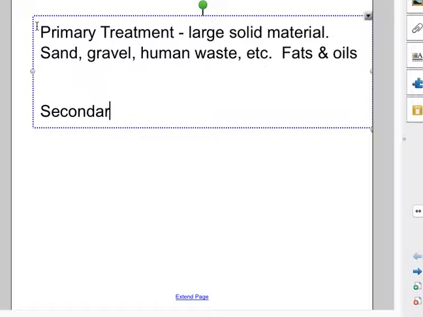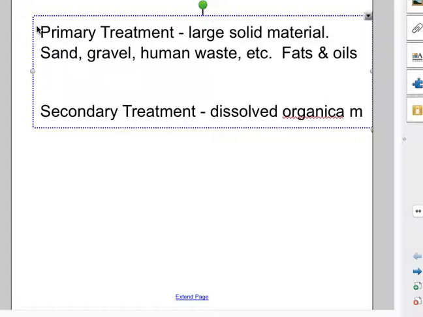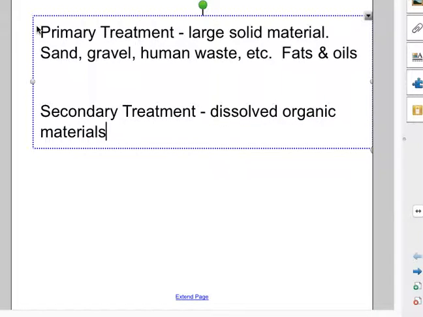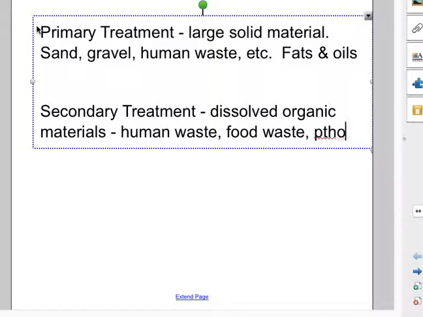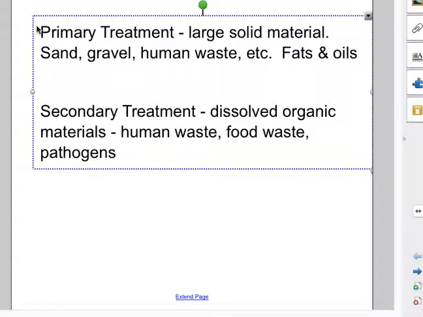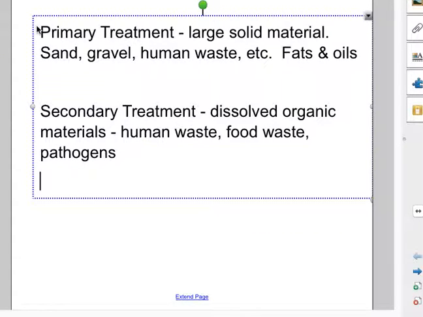Secondary treatment is going to remove dissolved organic materials. Okay, and that might be human waste that's dissolved in there. It could be food waste. It could be pathogens. All of those fit. And the year that this question came out, the College Board also accepted phosphates and nitrates, even though we really think of those as being tertiary treatment.